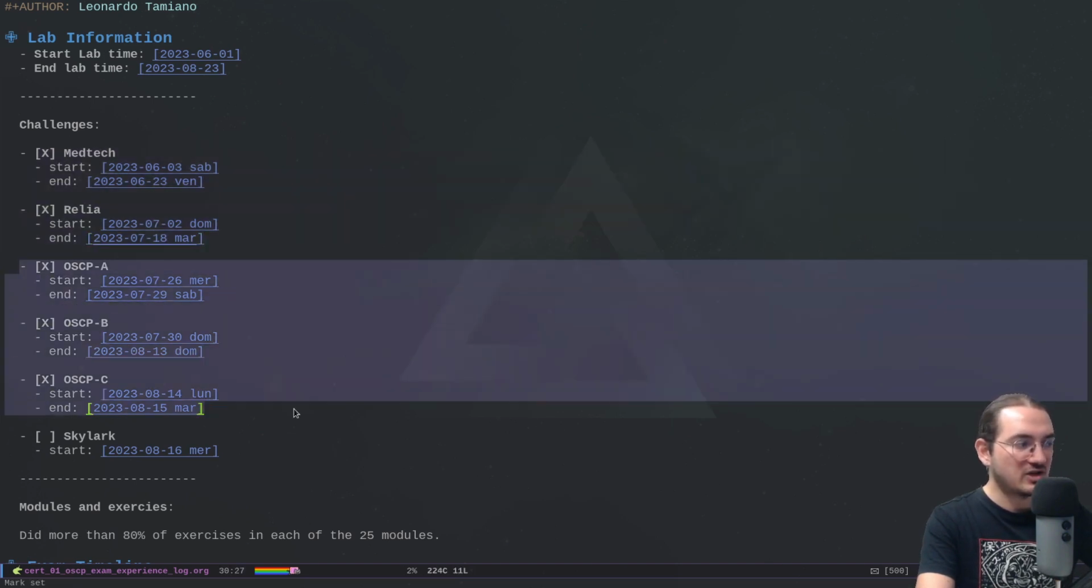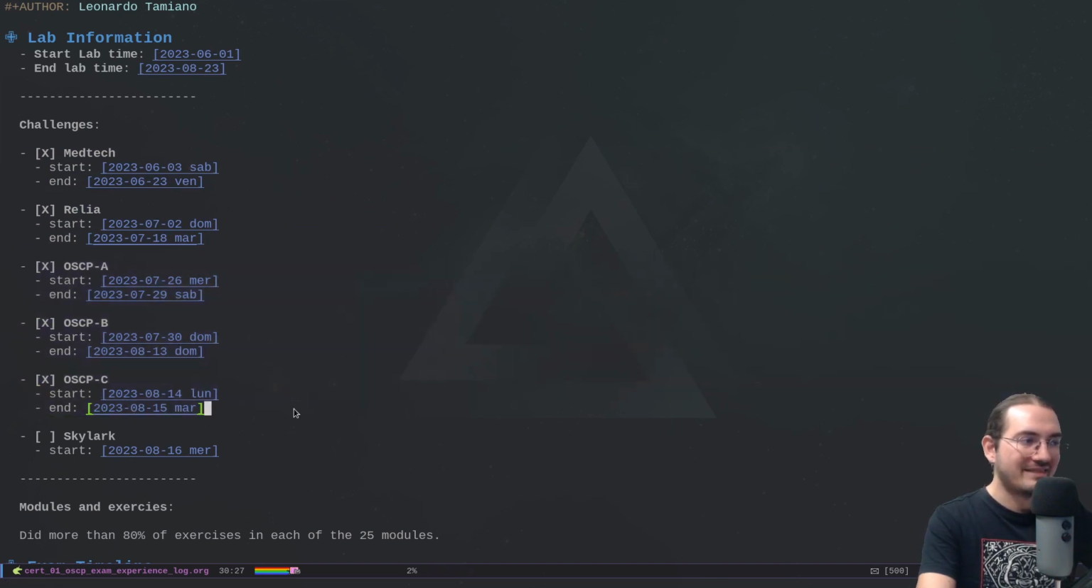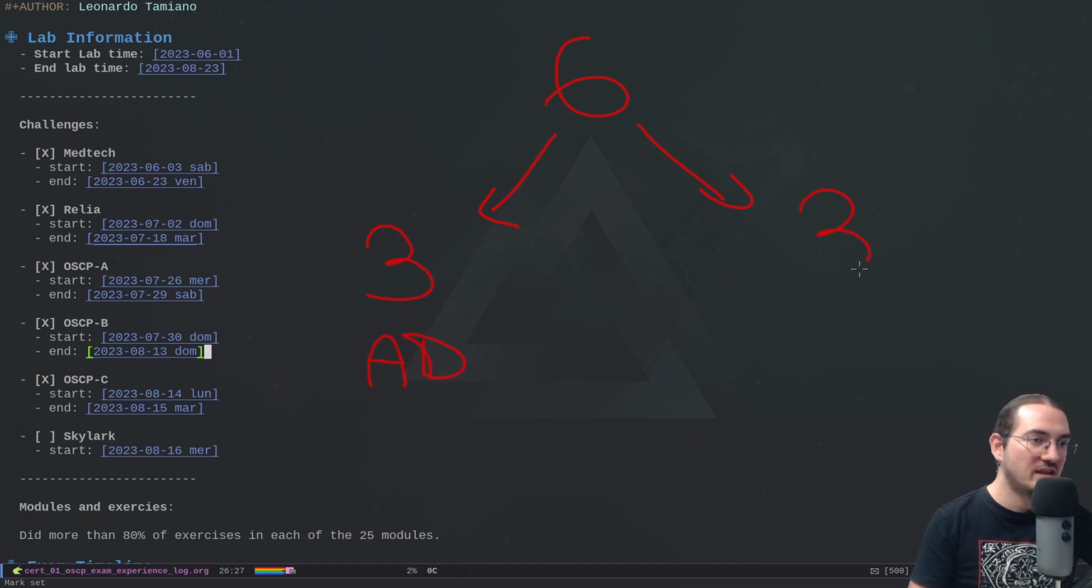Then the second type of challenge labs are actually the most useful. Why? Because they resemble a perfect exam situation. In the first type you typically have between 10 to 20 machines. In the second type, which is OSCP A, B, and C, you only have 6 targets. This is exactly the situation you will find in the final exam. Those 6 targets are divided into 3 Active Directory machines, so Windows, and 3 independent targets, which can be either Windows or Linux.